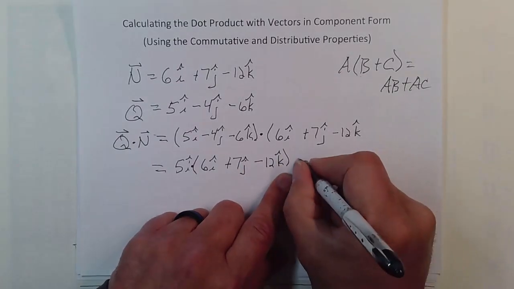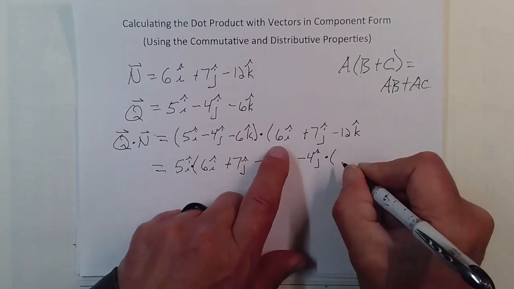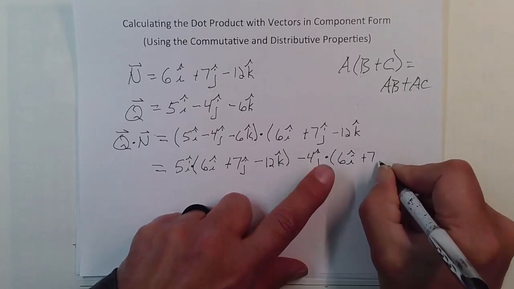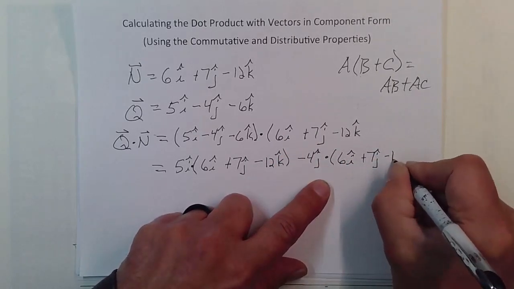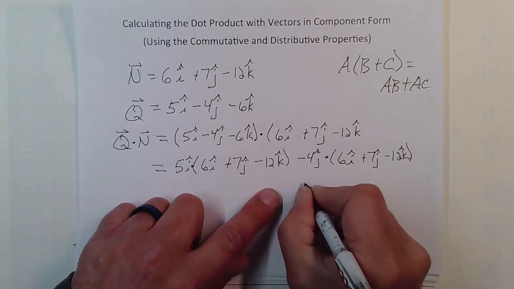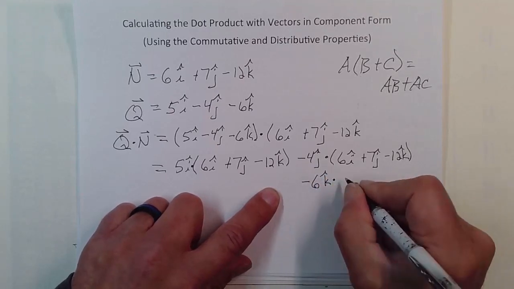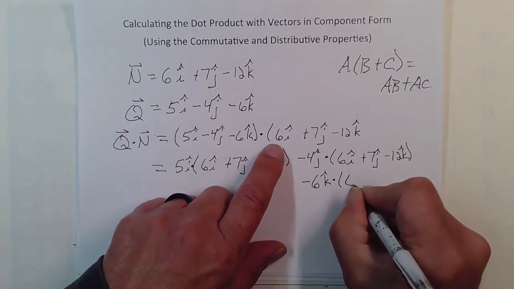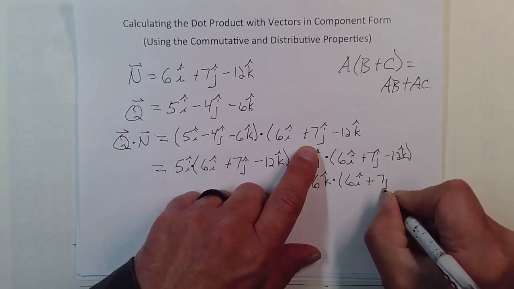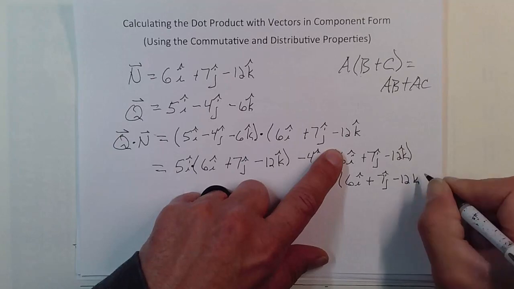And then I'm going to have minus 4j hat dotted with 6i hat plus 7j hat minus 12k hat. And then I've got, finally, minus 6k hat dotted with 6i hat plus 7j hat minus 12k hat.